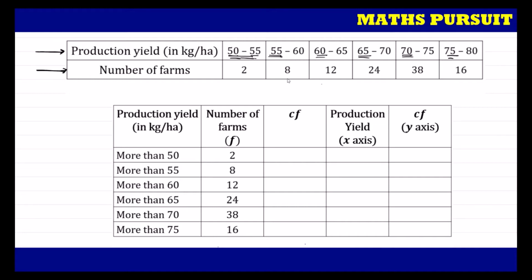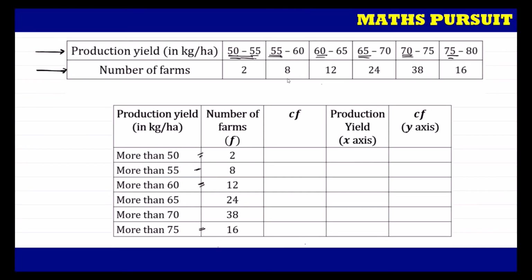For that reason, you can see that I have taken more than 50, because the first item is 50 to 55, that means it is more than 50, not below 50. The second item is more than 55, not below 55. The third item is more than 60, not below 60. Similarly, the last item is more than 75, not less than 75.